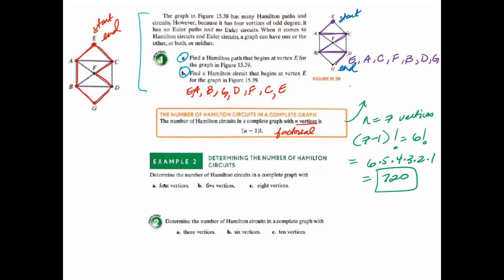Okay, so now that we've done that, let's go on to example 2. I want you guys to find it if it's 4 vertices, which means n equals 4, 5 vertices, n equals 5, 8 vertices, which is n equals 8. That is 3 factorial, 4 factorial, 7 factorial, which is going to give me 6, 24, and 5,040.